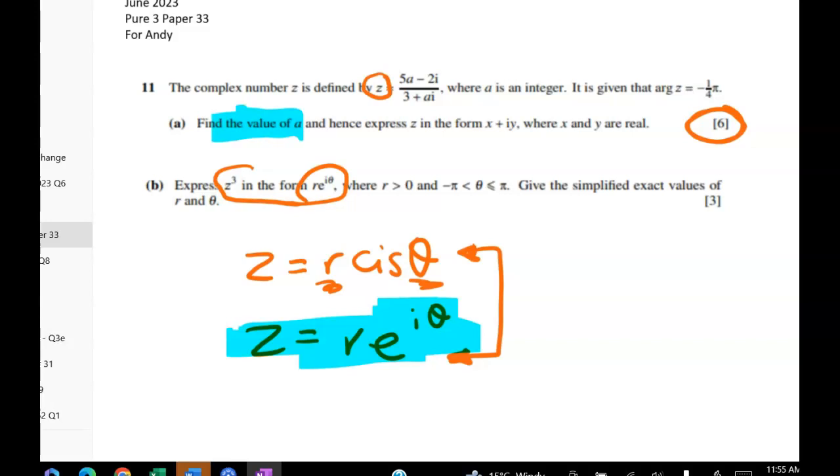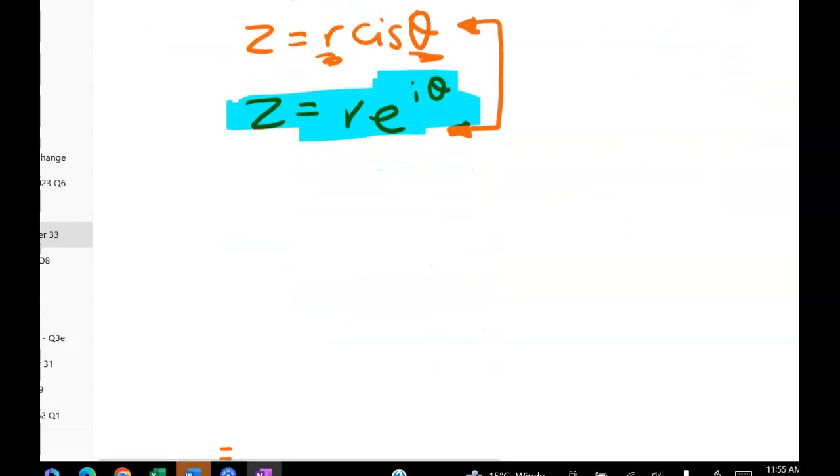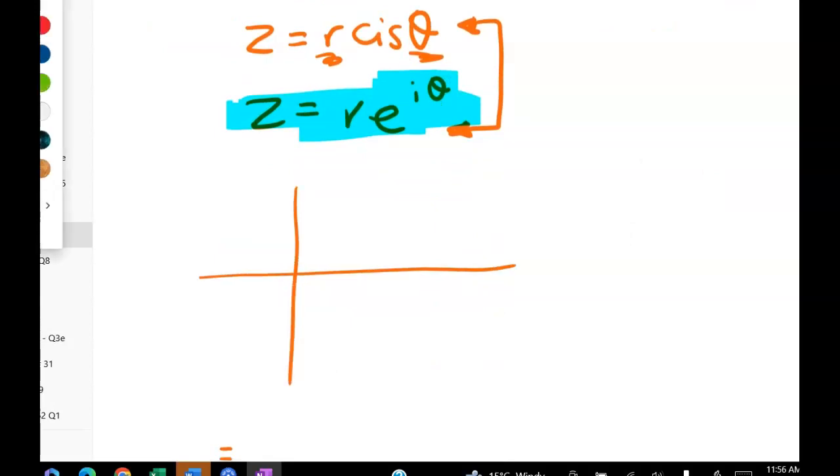Anyway, what we're going to spend most time on in this question is actually part A, which is one where we're told that this complex number z has got a in it, and we're told that arg z is equal to negative pi on 4. So if we draw up our axes, if something's got an argument of negative pi on 4, that means that it's sitting in this quadrant, and it's a very nice complex number.